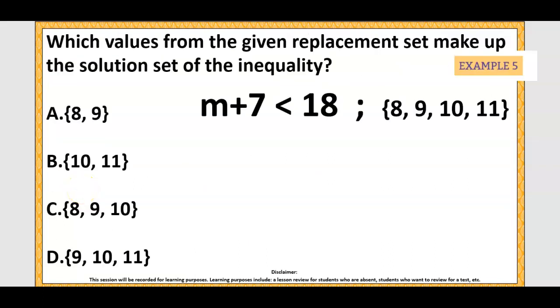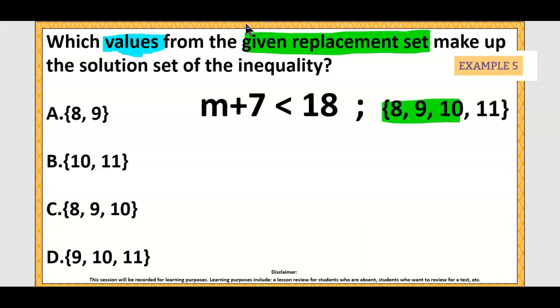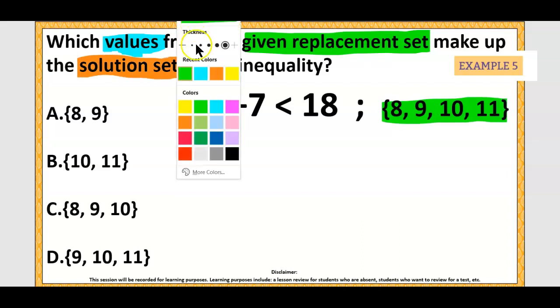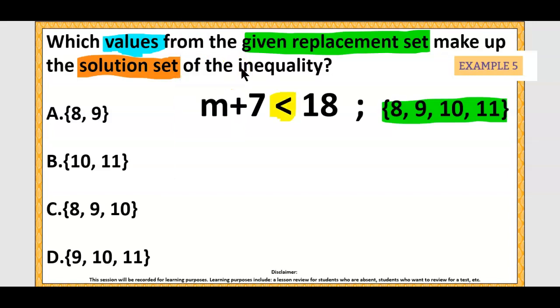All right. Here's a new kind of problem. Which values, so it's probably going to be more than one, from the given replacement set, that's this, right over here, make up the solution set for the inequality. Why is it inequality? Because of this inequality. Not an equation, an inequality. So which ones actually work? There's going to be more than one.